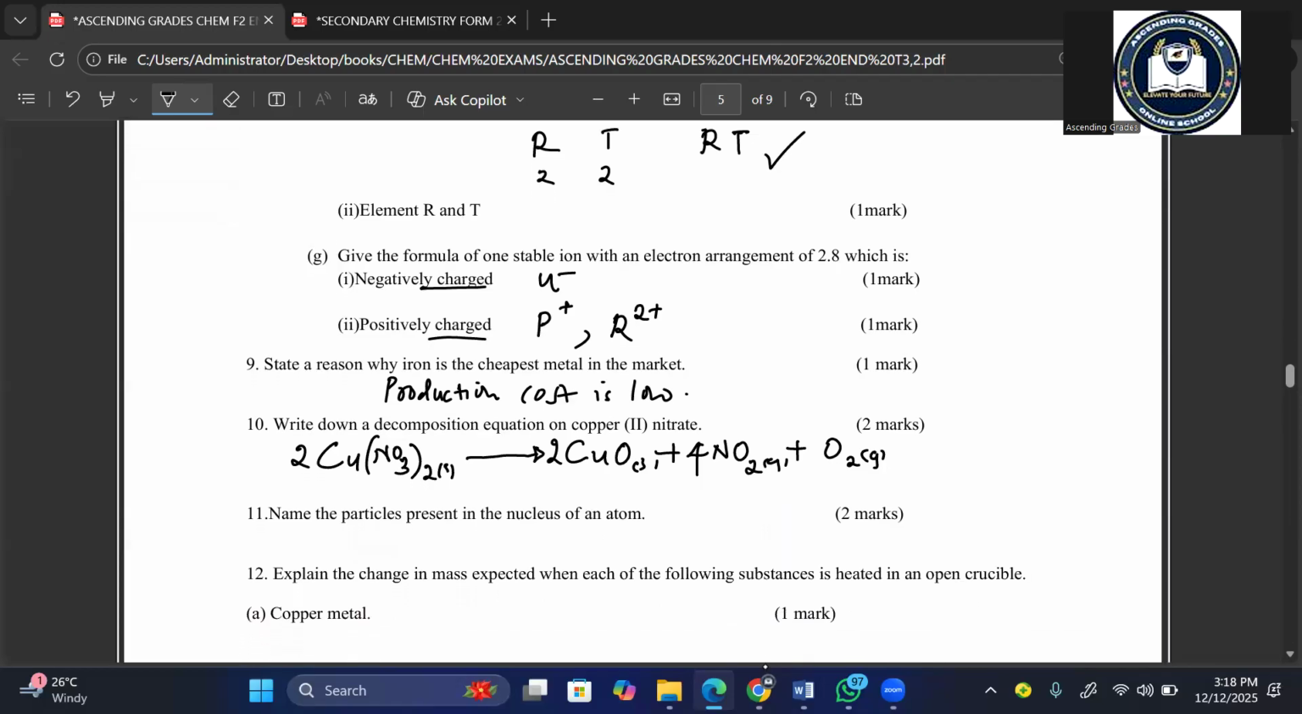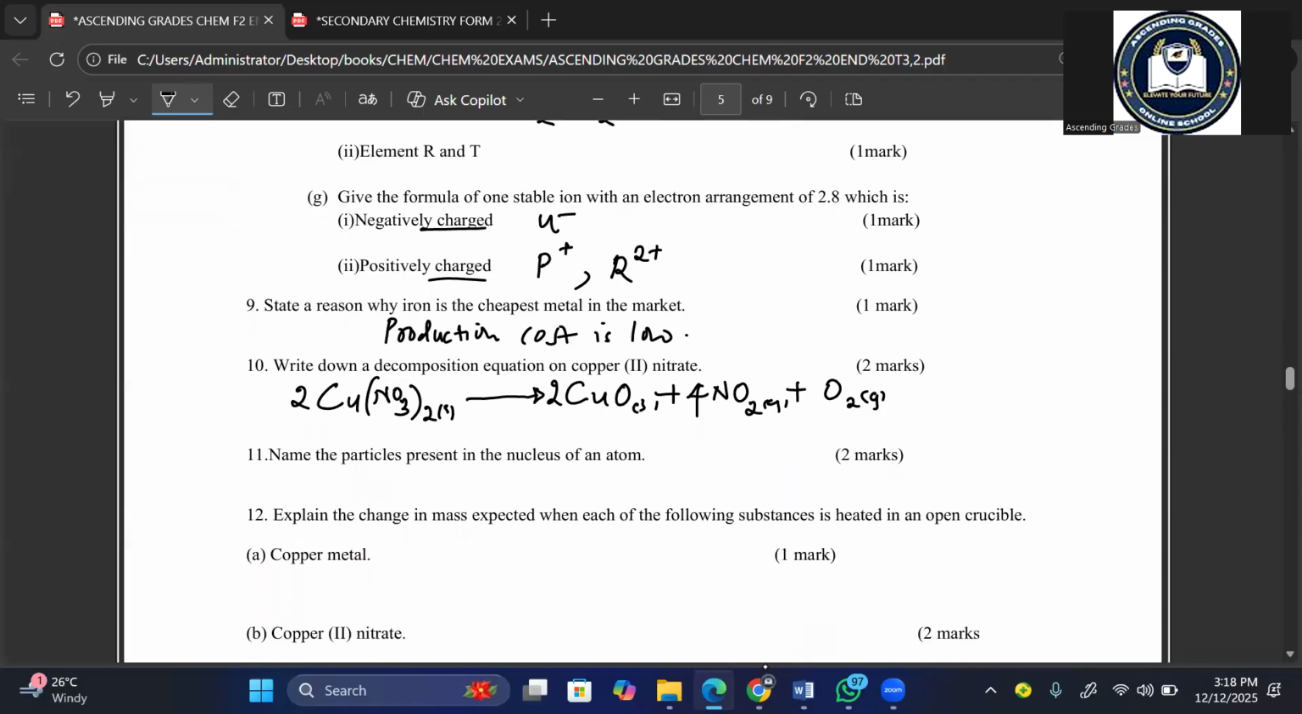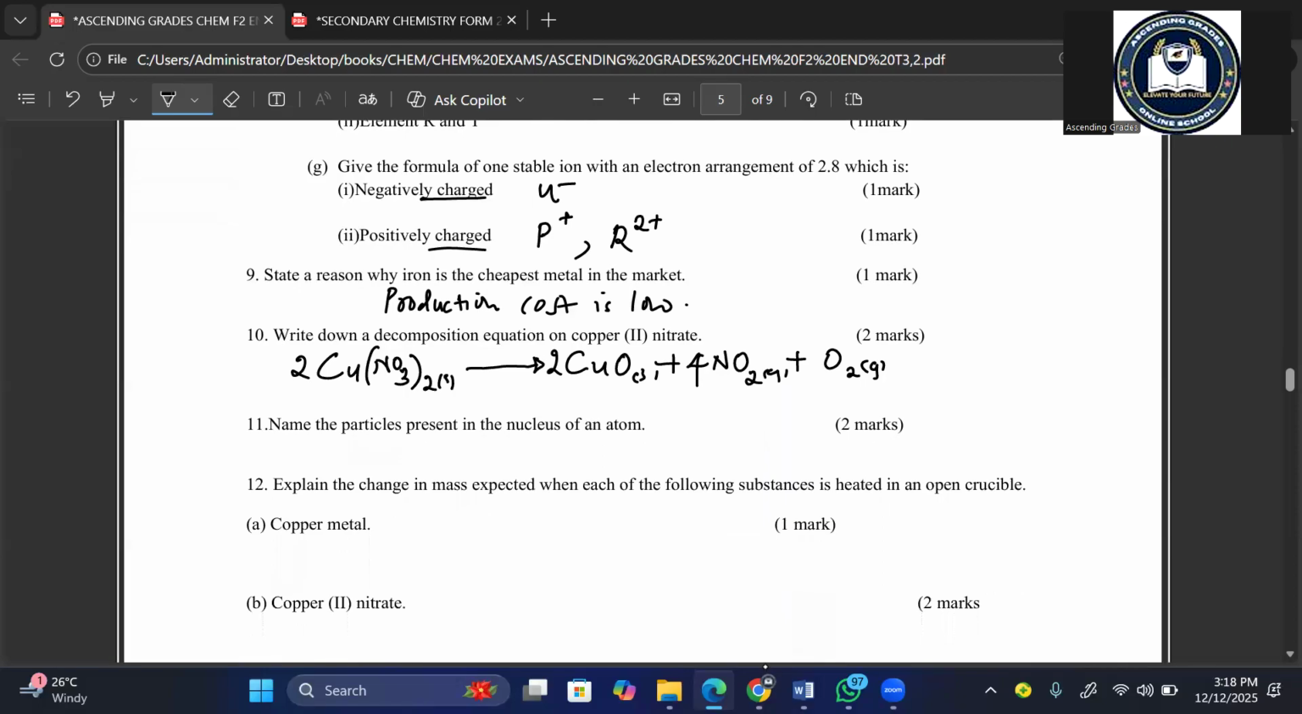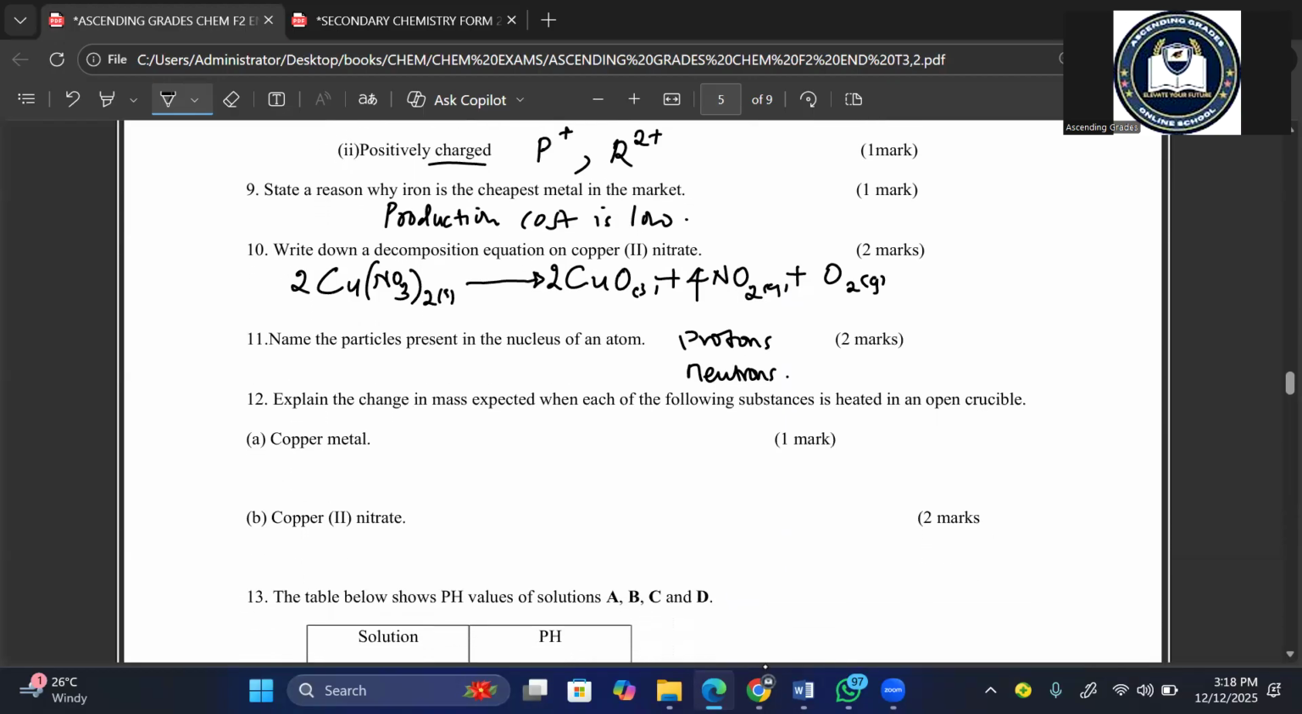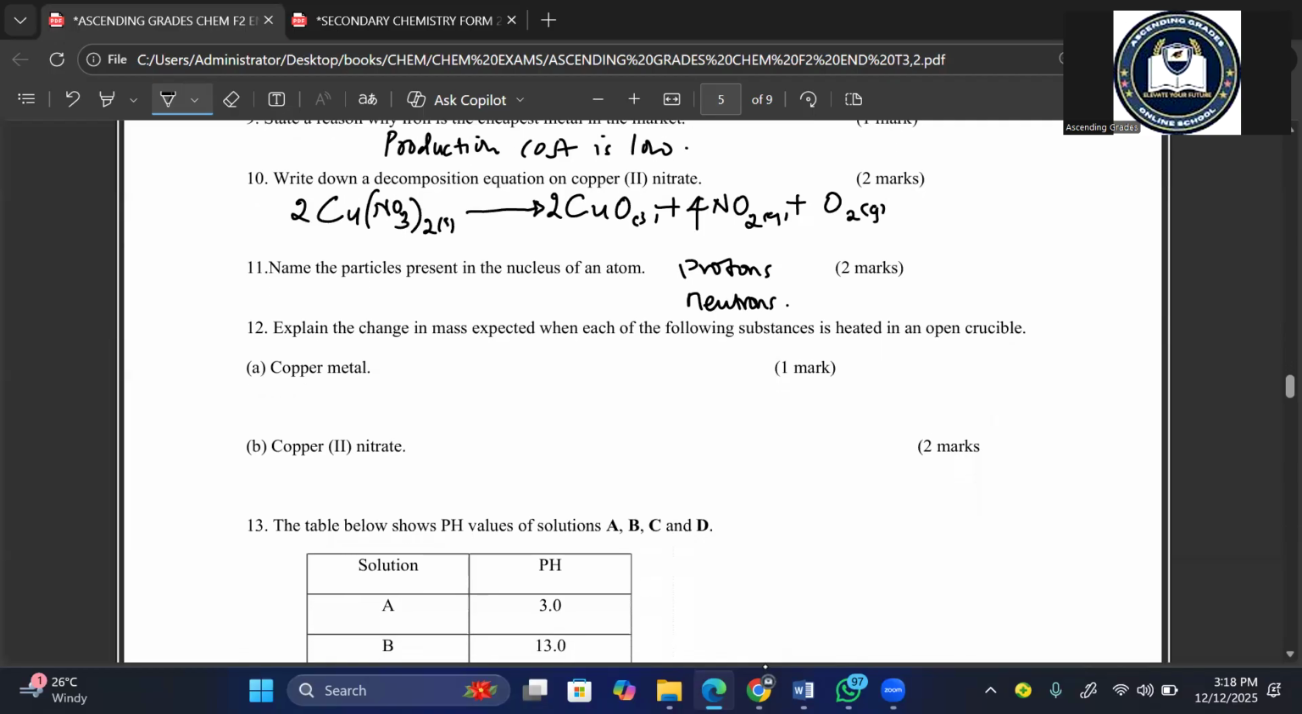Name the particles present in the nucleus of an atom. This one is always the protons and neutrons. The electrons will be in the energy shells, like that.